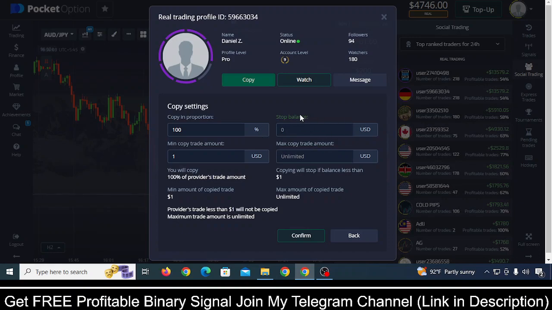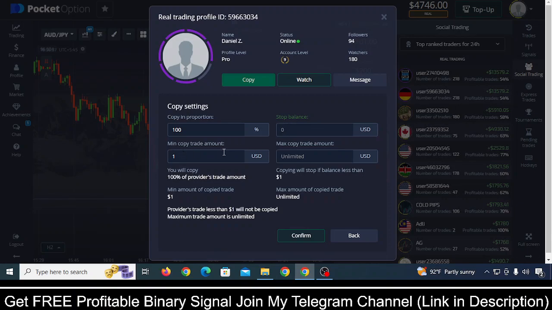Because what I have noticed is those who use this stop balance, they do not copy all of the trades because of some problem, I guess. So you can put the actual amount here, whatever amount you want to risk to do copy trading. Like if you want to risk $1,000, then you can just put $1,000 here and do not use any stop balance. That is my suggestion. You need to follow it, otherwise you will not be able to copy all of the trades that the traders make.